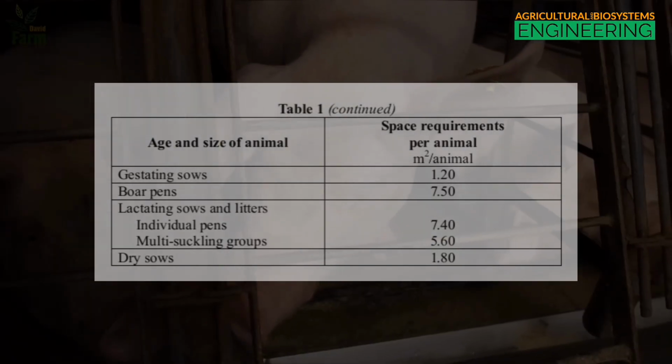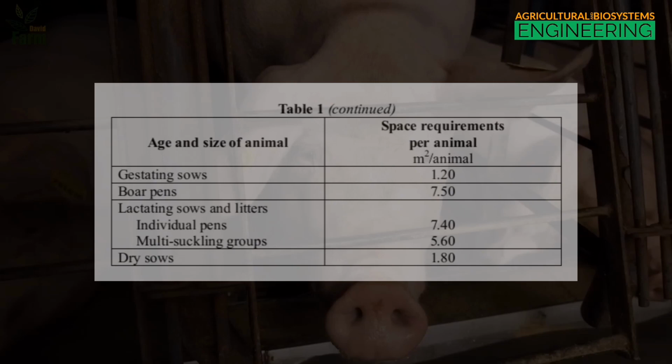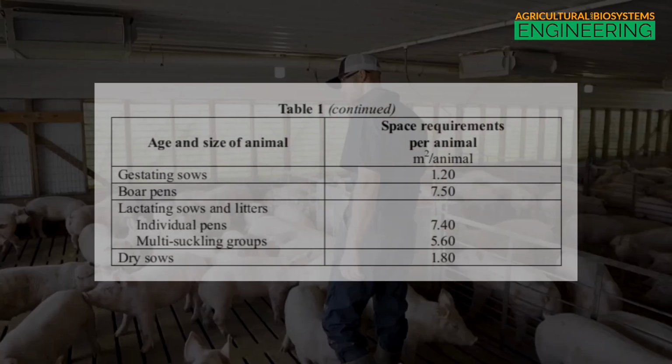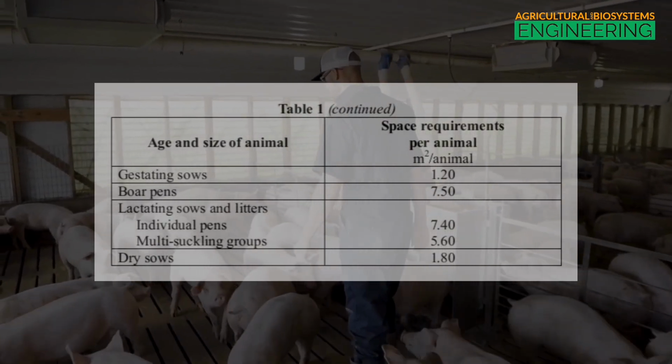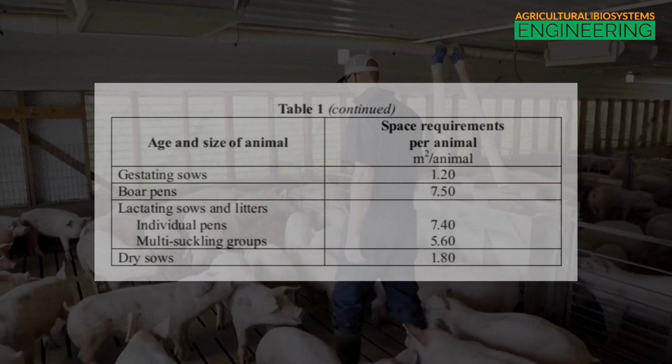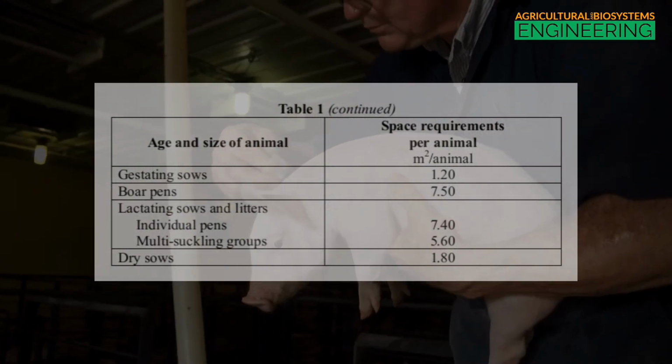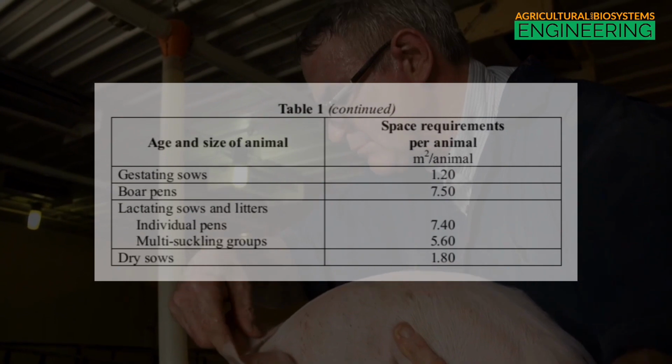Lactating sows and litters for individual pens requires 7.40 square meter. And for multi-suckling groups it requires 5.60 square meter, and for the dry sows it requires 1.80 square meter.